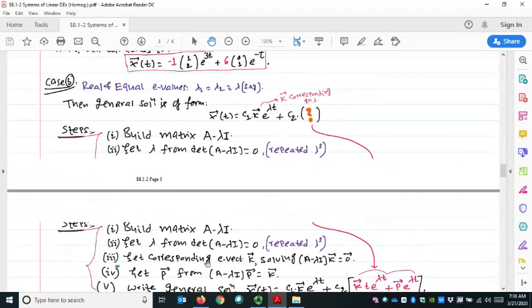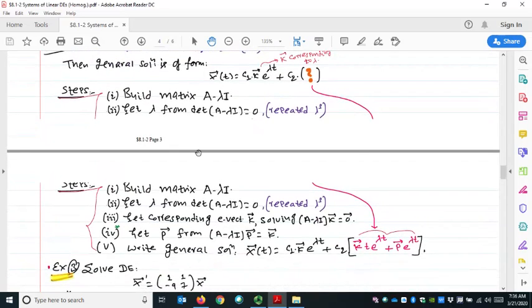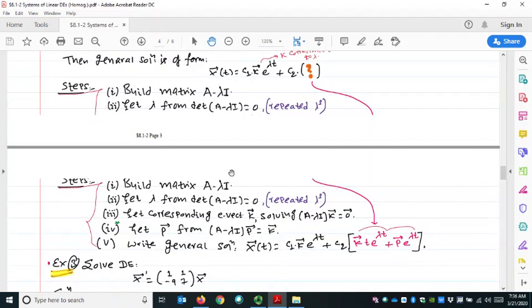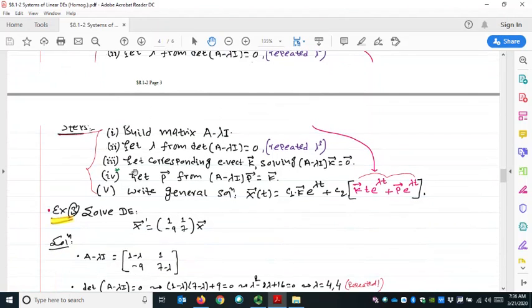Let me go over the steps here. The first, second, third, up to the third, these are the same as what we did in the previous case. So we build the matrix A minus lambda I, we get the eigenvalue by solving the characteristic polynomial of A minus lambda I, and then we get the corresponding eigenvector k for that lambda obtained by solving this vector equation A minus lambda I times vector k equals 0 vector.